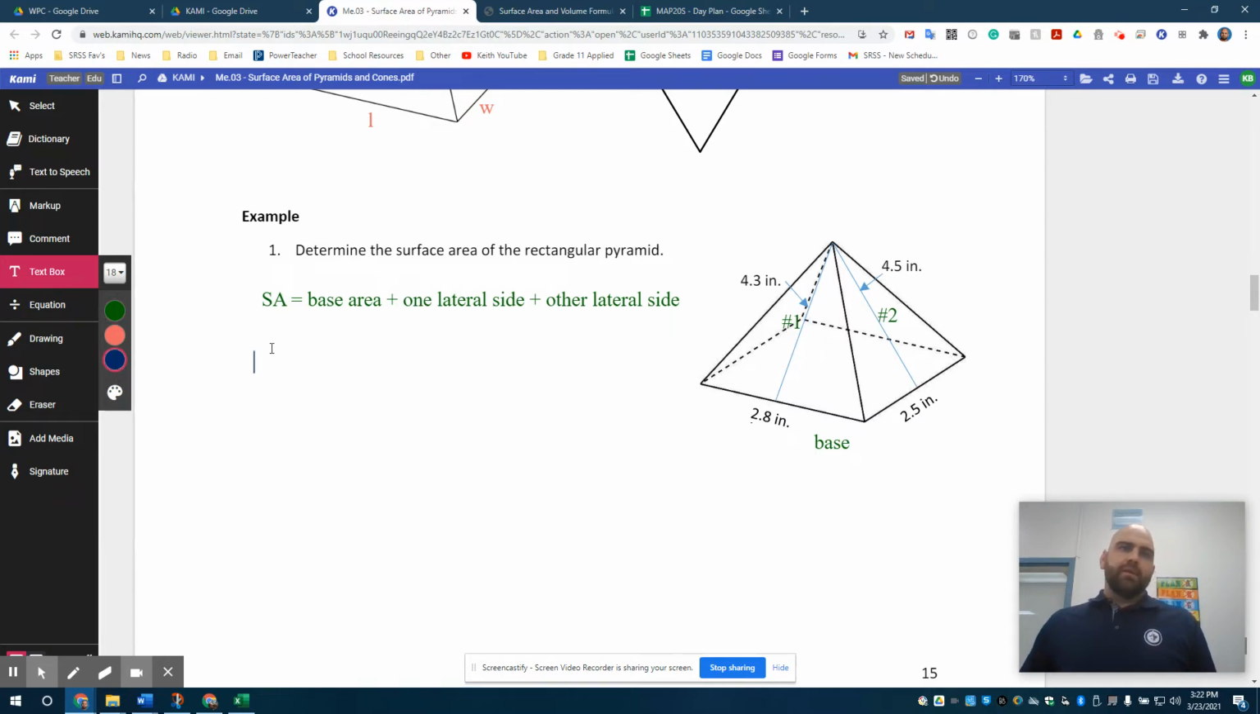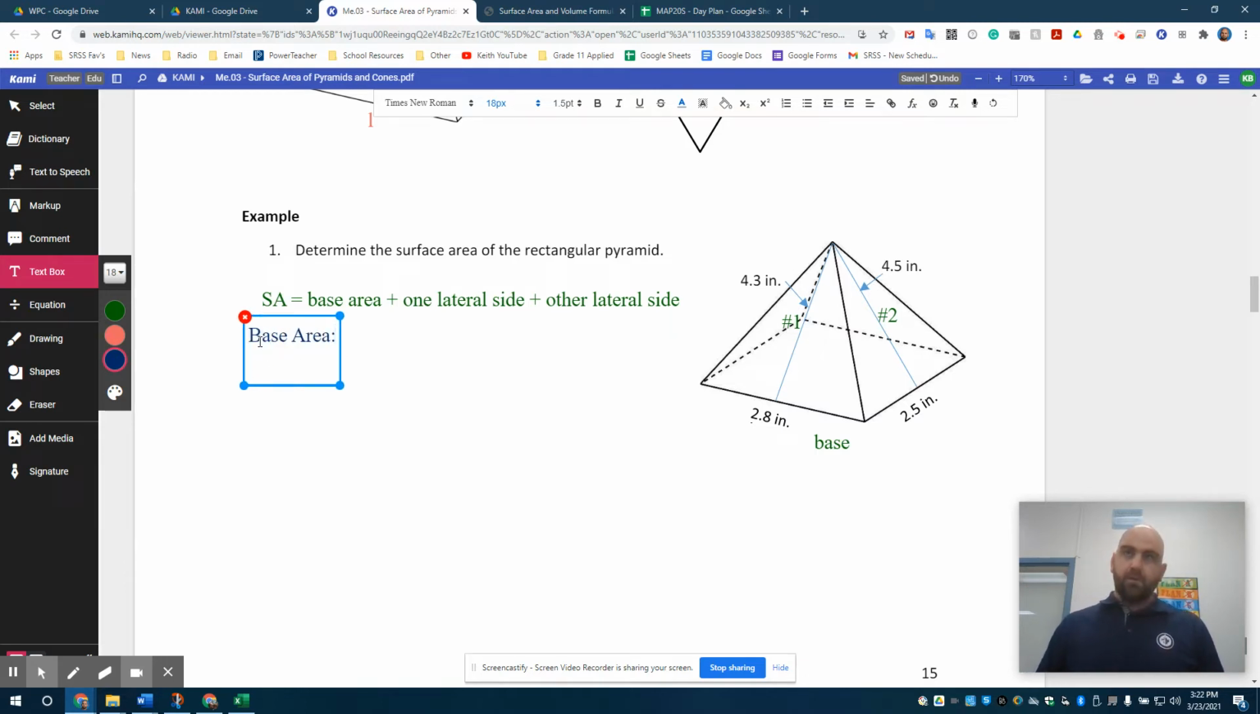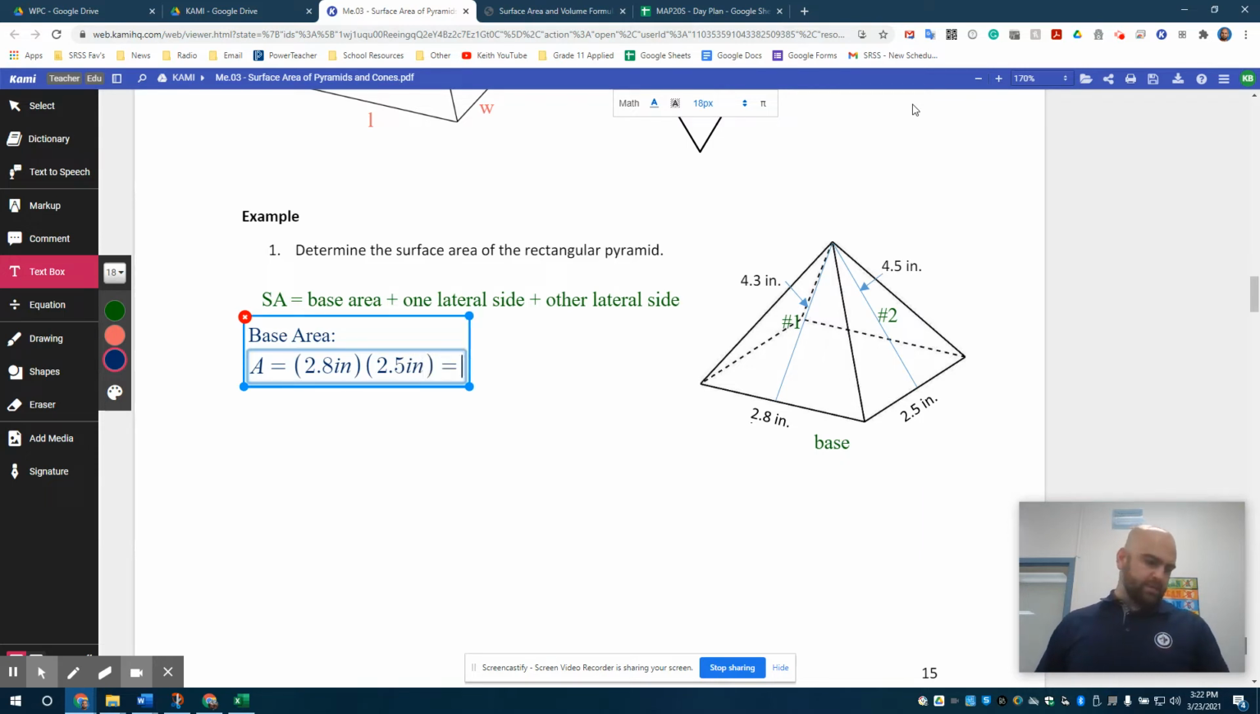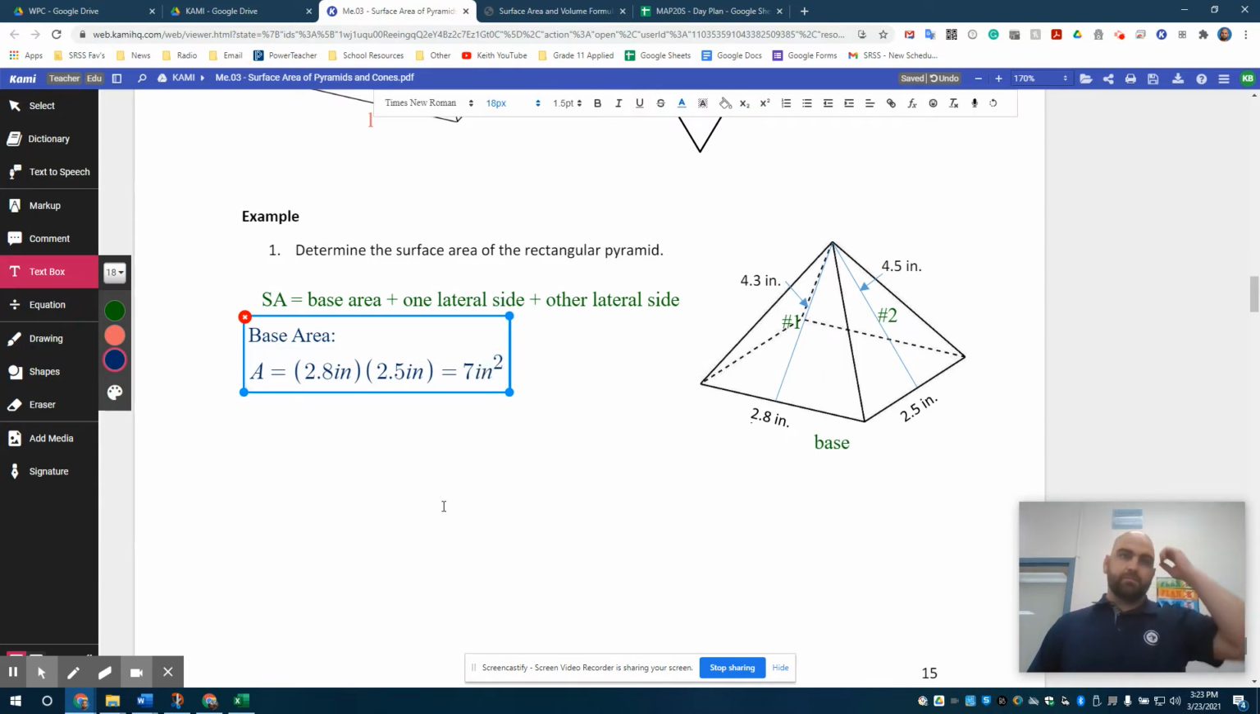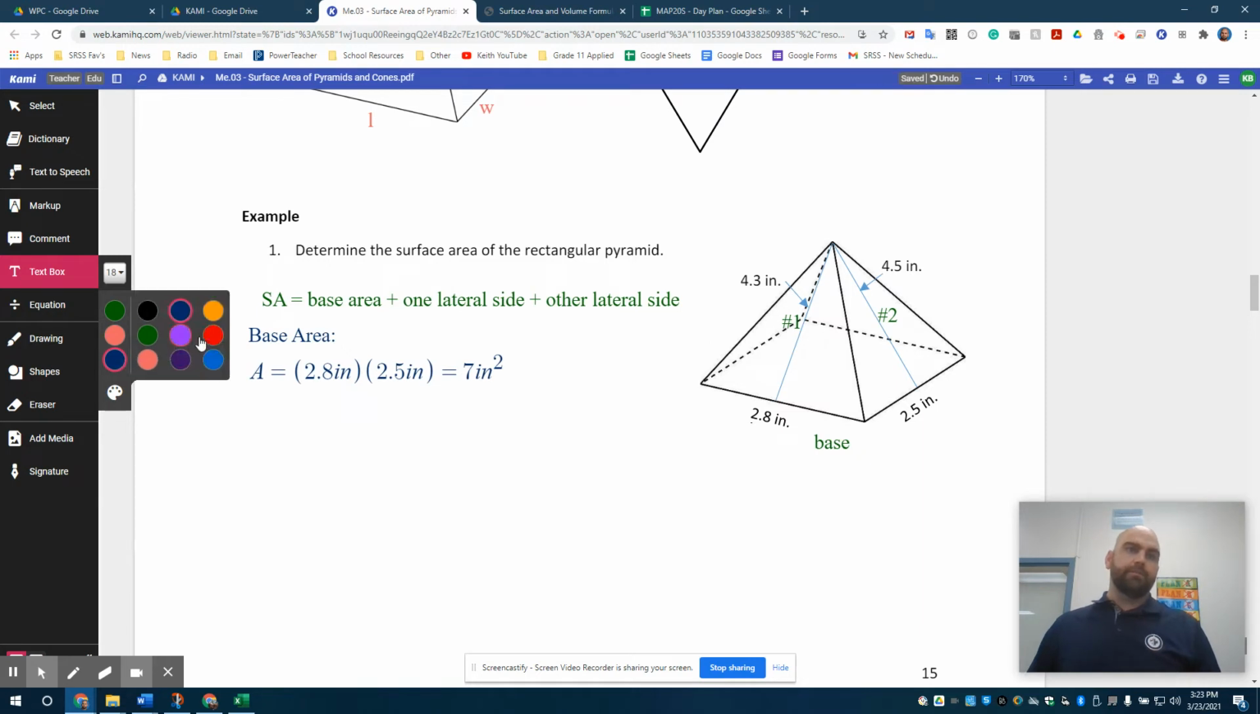All right, to find the areas, let's start with the base area. Our area is equal to length times width, so that's 2.8 inches times 2.5 inches, and this is going to equal, wow, 7 inches squared. That's going to be the base area. Okay, so that part is done.